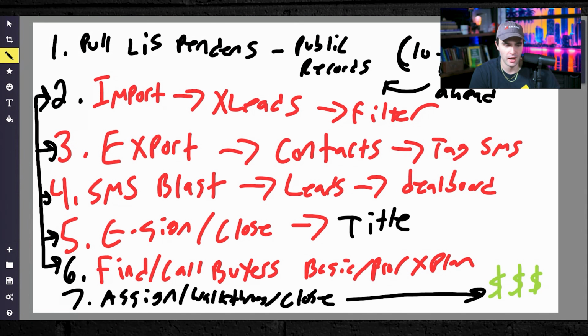But yes, let's kind of break down this section. So if you're new here, you just hopped on from freewholesaling.com, you saw this, I will explain it one last time. We're going to do a full breakdown of how to wholesale the pre-foreclosures on XLeads. So number one, you're going to pull the list pendants list. You're going to import the list pendants properties, which are the pre-foreclosures, into XLeads. You're going to filter it out, export it into contacts, tag it SMS Blaster, SMS blast to the leads. Now you got the deal board. You're going to e-sign the property, close it, send a title, find the buyers, call the buyers, assign, walkthrough, close, cha-ching.